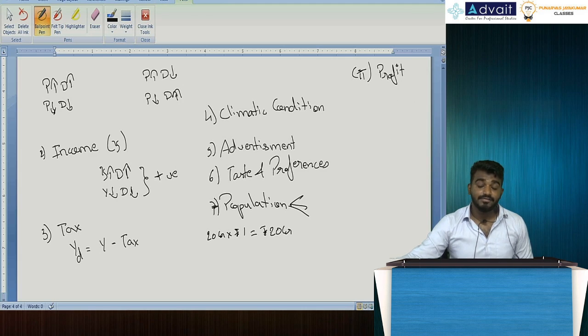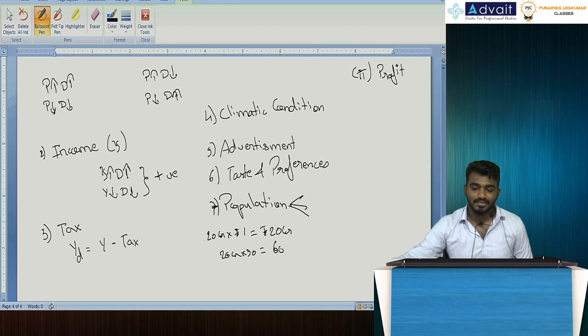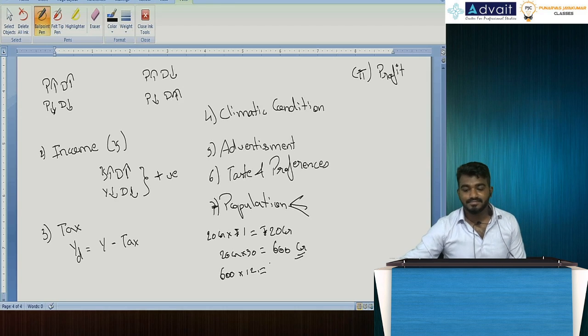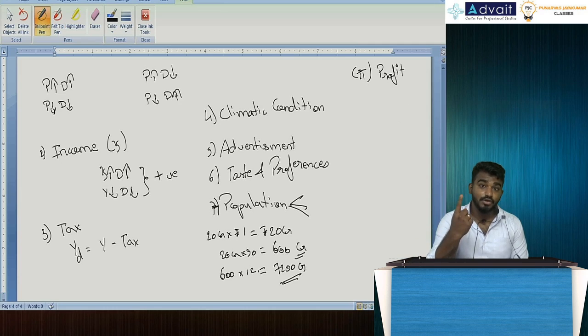Sir, 20 crore, if it is for only one single day. Now 20 crores into 30 days, how much is it? Sir, 600 crore for one single month. Then what is it for 12 months, sir? Sir, 7,200 crore turnover just by selling 1 rupee sachet shampoo, just by taking 20% of the population.